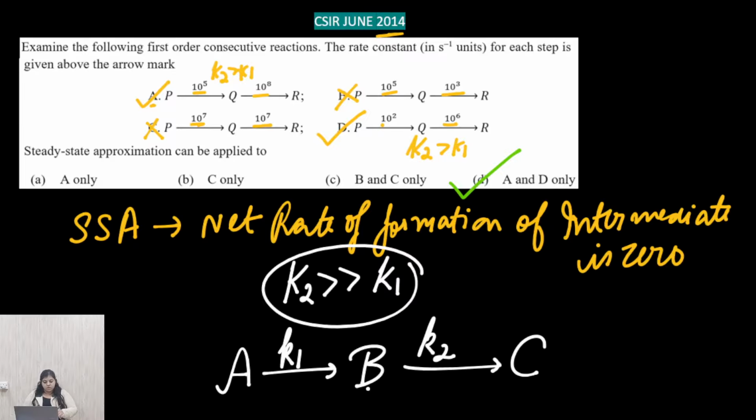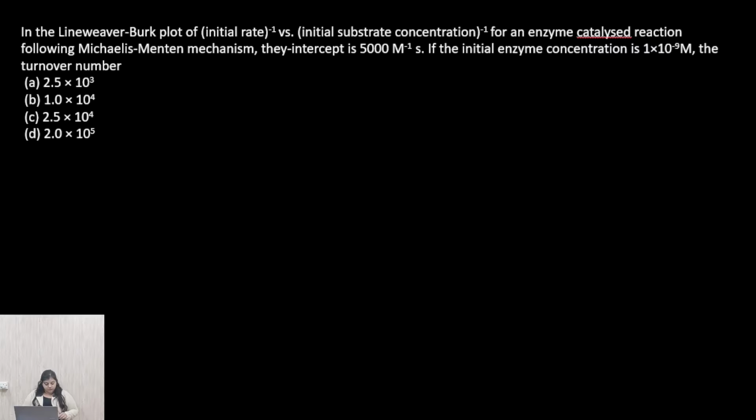Okay. Moving on to the next one, we have this. It is from your Lineweaver-Burk plot, which is the plot of 1 by R versus 1 by S for the enzyme catalyzed reaction. The intercept value and the initial concentration are given to us. What is the turnover number?